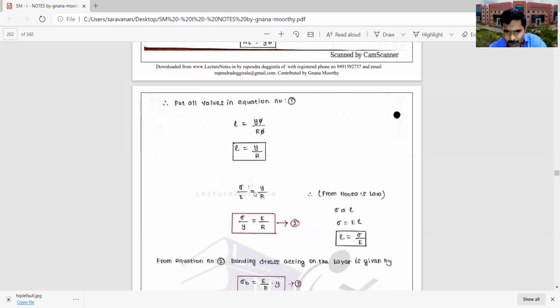So sigma, this Y comes here and this E goes here. Therefore, sigma by Y is equal to E by R. So you got one equation, sigma by Y is equal to E by R. This is the second equation.